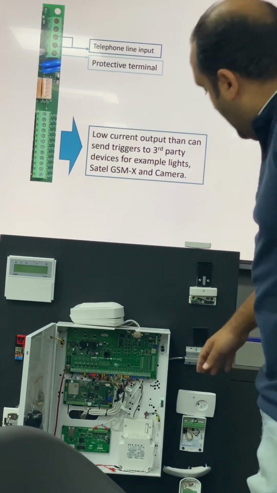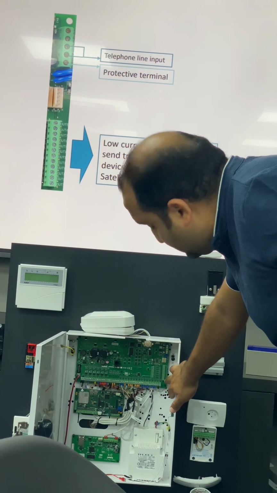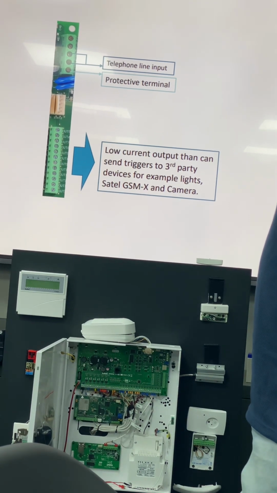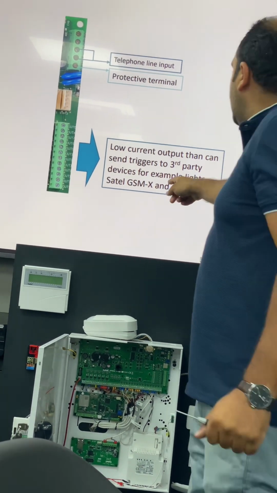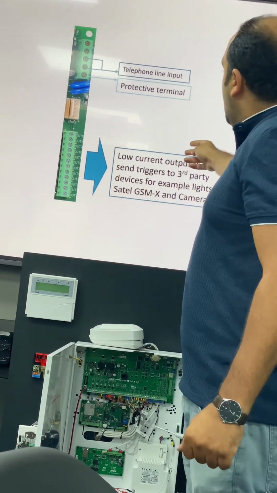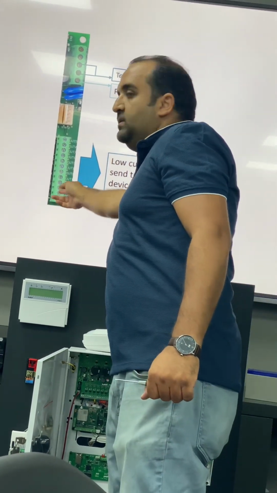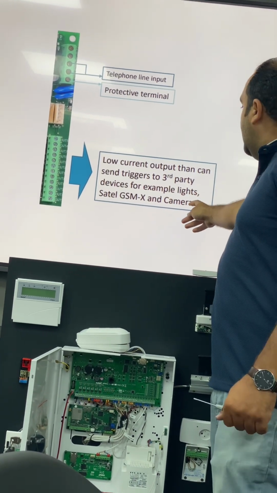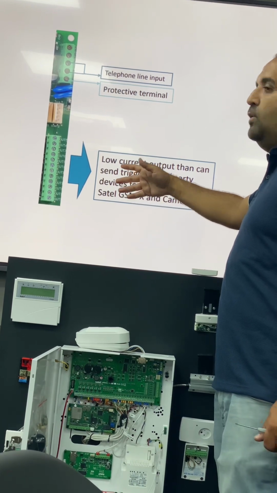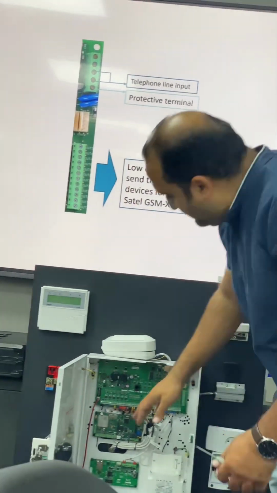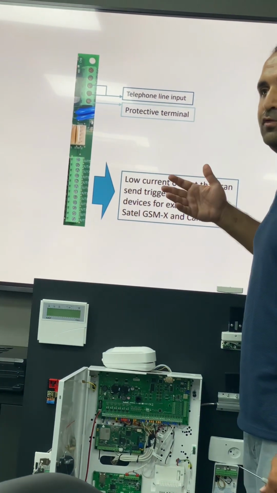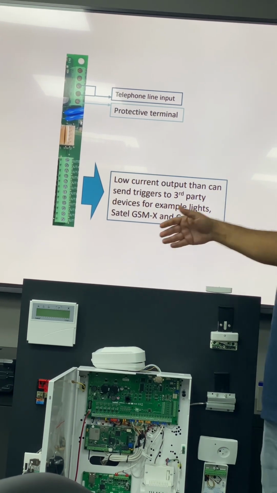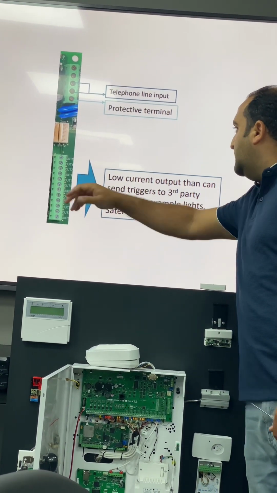Okay. Now you have those ones. This is also output. If you have, for example, as I told you, GSMX, right? Okay. GSMX. So you can connect the GSMX through this output. Or if you have third-party devices, like cameras, or if you want to control anything, if you need more devices to control, you can control them through those outputs. From Satel GSMX, you can connect it here.